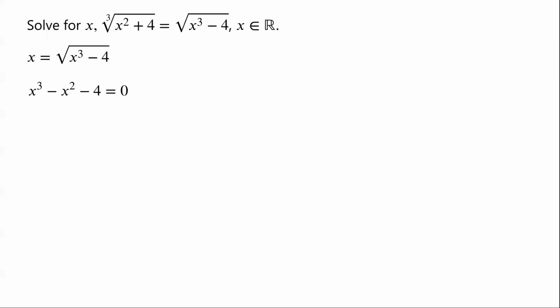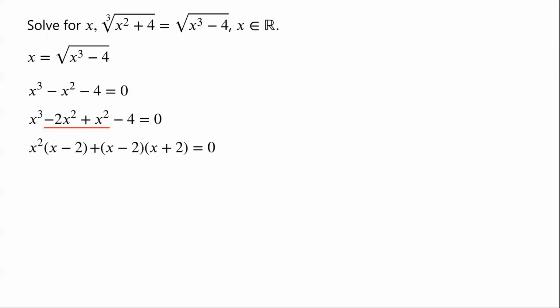Negative x squared can be written as negative 2x squared plus x squared. So we can now write x cubed minus 2x squared plus x squared minus 4 equals 0. x cubed minus 2x squared can be written as x squared times x minus 2. And x squared minus 4 equals x minus 2 times x plus 2.